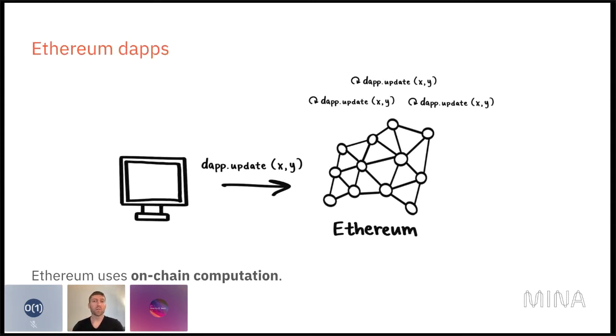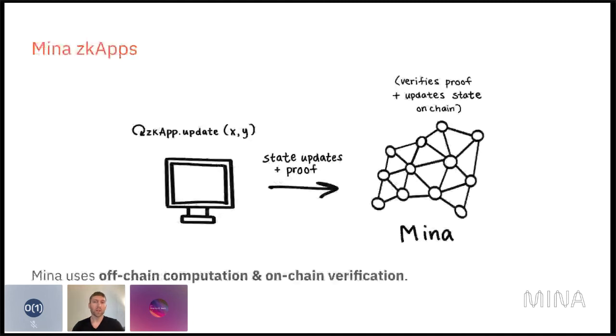But Mina ZK apps use a different model. We have off-chain execution, and users can invoke one or more methods of their smart contract locally and privately on their computer in a web browser, and they generate a zero-knowledge proof from this. They then send a transaction containing this zero-knowledge proof and a description of associated state updates for that ZK app account to the chain, to the Mina blockchain.